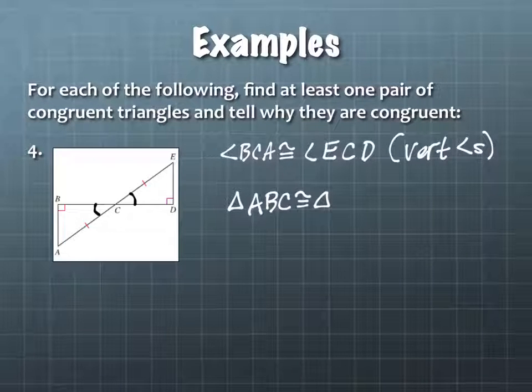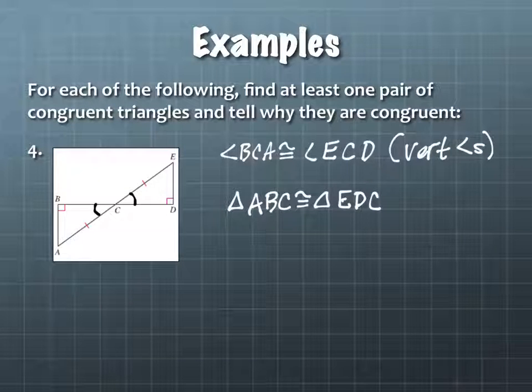What angle is congruent to angle A? E. And to angle B? D. And to angle C? C. So that's my correspondence. Which of my 5 arguments is the reason why? Is it hypotenuse leg here? It's actually not, because I don't have a leg marked, right? So which one is it?